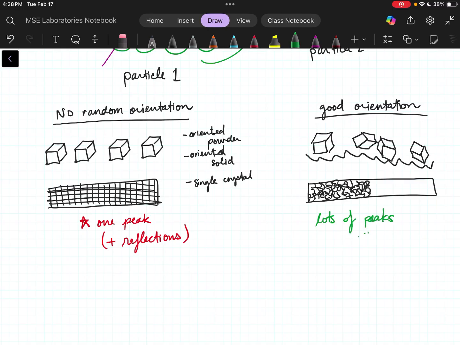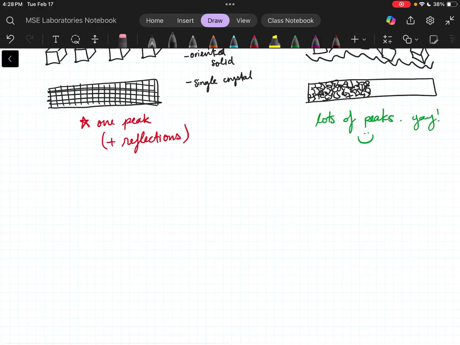There are samples that are going to be really hard. Like this is lots of peaks. And I'll do a smiley face. Yay. So good orientation for this Bragg-Brentano geometry here. That's ideal for the way this XRD is set up. Some samples are just really going to struggle. So no matter what, anything that is magnetic is going to have a preferred orientation. It's going to align itself north to south. There's very little you can do about that.